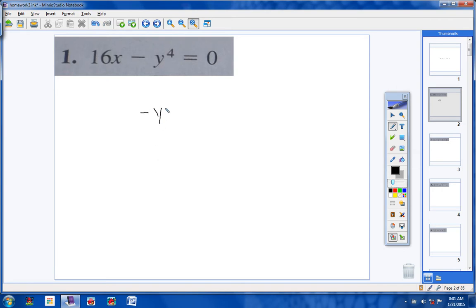We have negative y to the fourth equals negative 16. By bringing the 16 over and making it negative, divide by a negative 1, y to the fourth equals 16. And now we're going to take the fourth root of both sides. The fourth root of y to the fourth is y, and the fourth root of 16 is 2. Now remember, whenever your index is even right here, okay? Square root, fourth root, sixth root, eighth root, 10th root, etc. You must put a plus minus right here, okay?